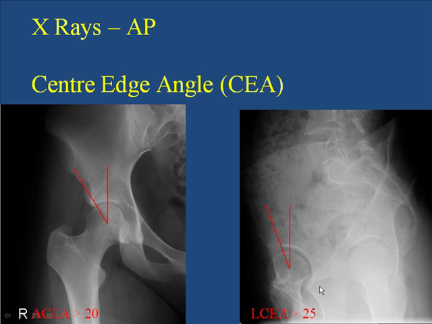On the false profile view, you can do what we call the anterior center edge angle. Normally the lateral center edge angle should be more than 25, and the anterior center edge angle should be more than 20. Basically this shows the lateral coverage of the head, and this is the anterior coverage of the head. People with dysplasia, usually the lateral coverage is small, and the anterior coverage is small.